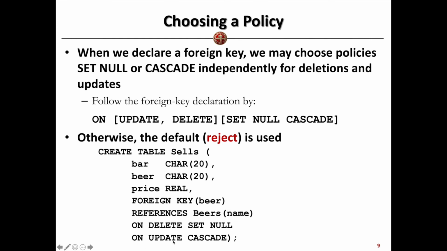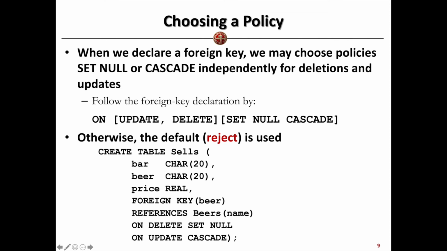Meanwhile, on update, we will do cascading instead. If we update the beers in the beers table, according to this policy, we will also update the beer name in the sales table because we have ON UPDATE CASCADE. So delete is one case: if we delete tuples in the beers table, we use set null. Update is another case: if we update the beers in the beers table, we will also do cascading updating in the sales table. So SQL allows us to choose different policies in responding to different cases.